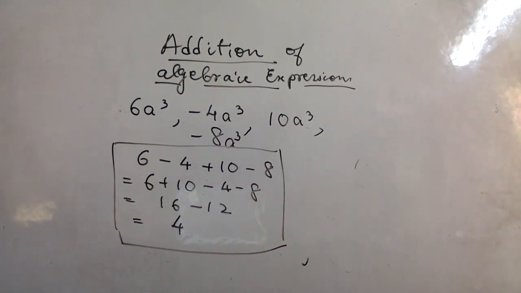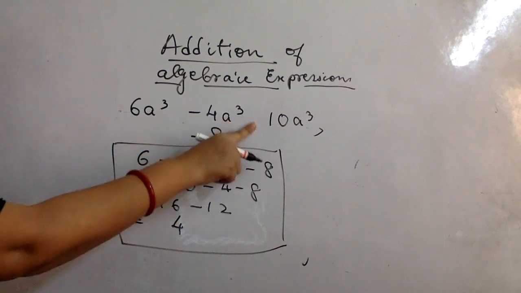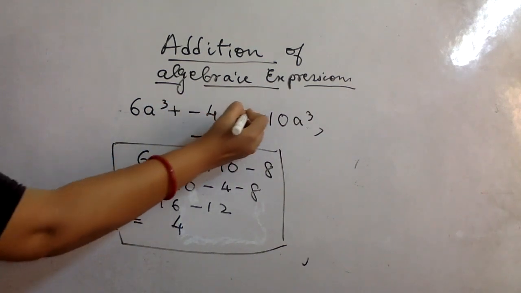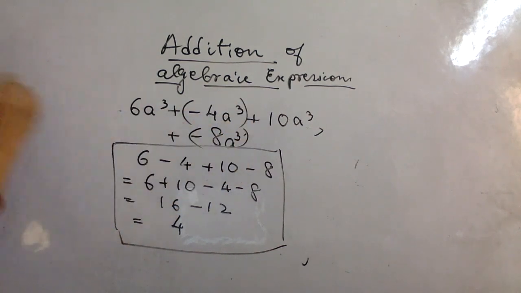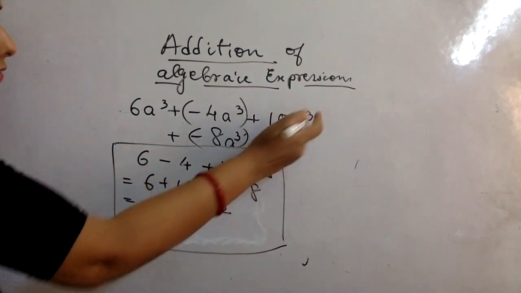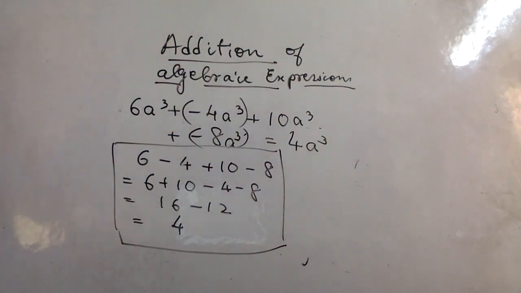So this is what you should work out in rough, and then you should just put, so I'll change all these to plus signs now. Let me change them to plus signs. Okay, and that is equal to how much? 4a cube.